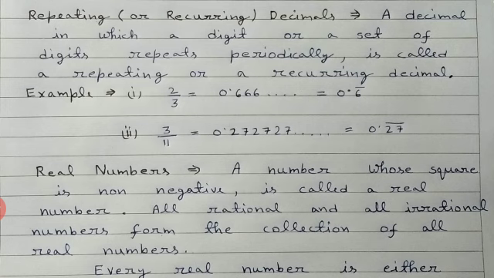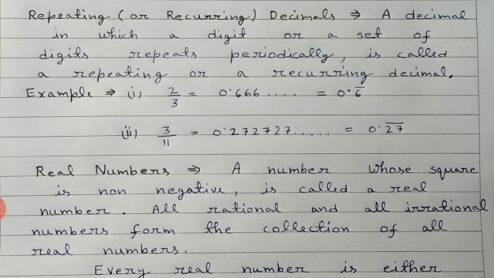Our second heading is repeating or recurring decimals. Its another name is non-terminating decimal. Repeating decimals: a decimal in which a digit or a set of digits repeats periodically is called a repeating or a recurring decimal. For example, 2 by 3 and 3 by 11.